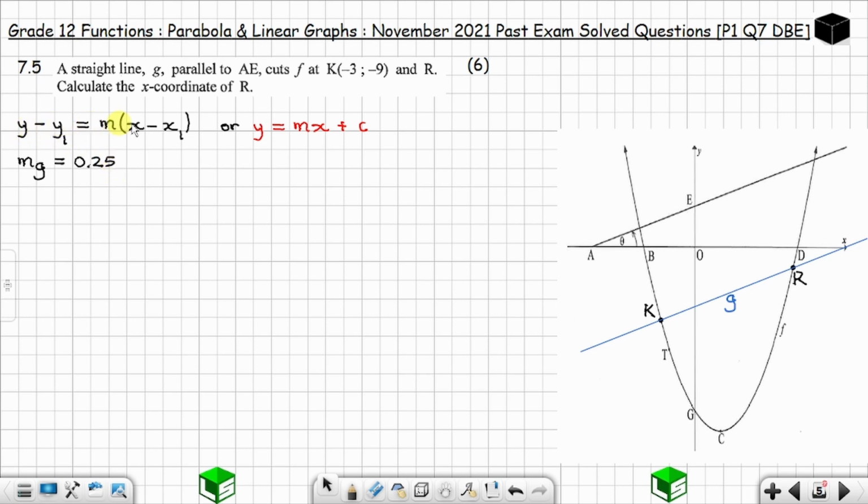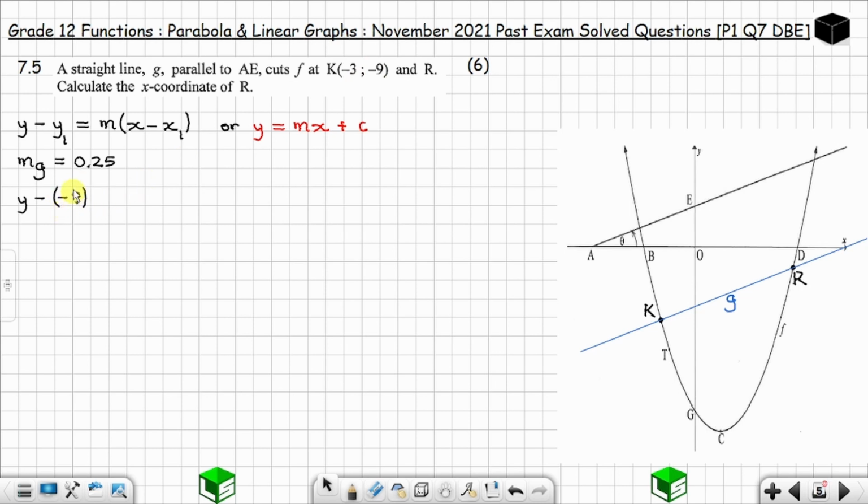Okay, now to get the equation of the line, using this equation, we are going to use a point on the line. So we can use this point K. We are given the coordinate -3, -9. Let's use the point K to find the equation of this line, because you know K is also on the line G. So we are going to use this one. You are only replacing your y1 and x1. So it's y minus, what is your y1? Remember, the second coordinate is your y and the first coordinate is your x. So your y1 is -9.